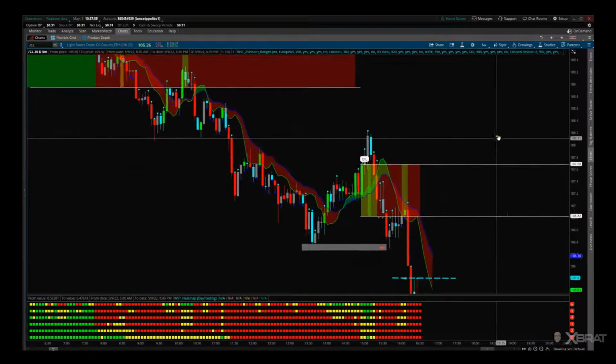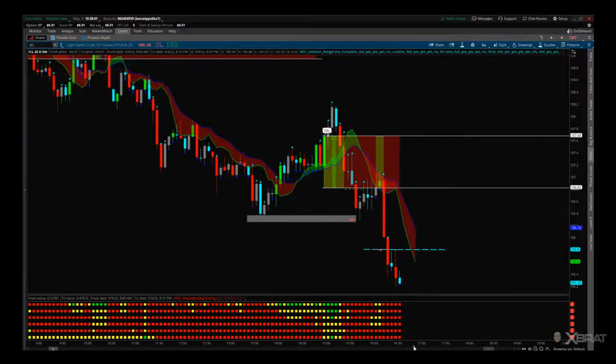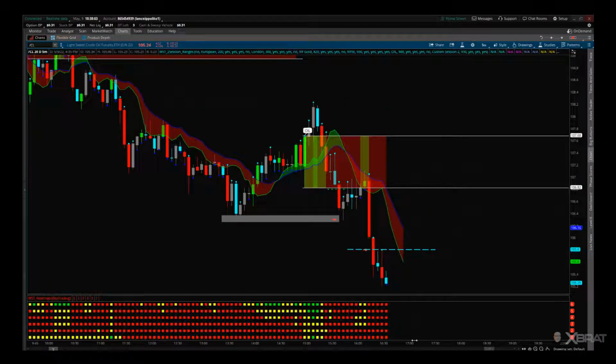So again, very, very simple. Everything's done behind the scenes for you. It defines the range, defines the bias for the range, then use the BIAS Depth Heatmap for confirmation, and then the manager to manage the trade.